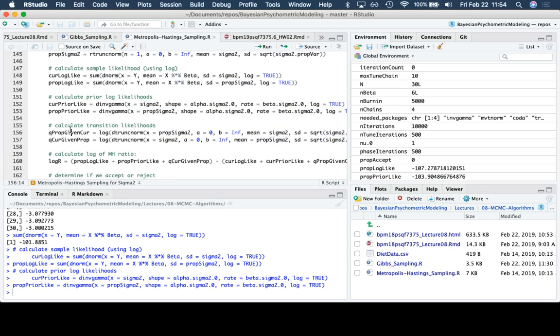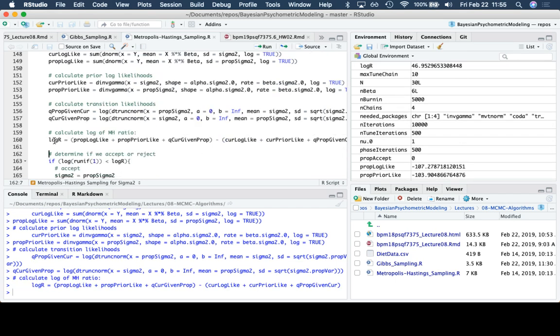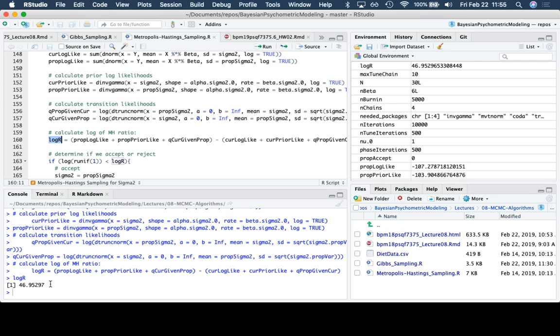And now the Q factors. For the proposal given current, the value of the proposal goes as x, and the value of the mean is current. This is the denominator's value. And then for current given proposal, x is the current value of sigma squared, and the mean is the proposed value. Now I did everything on the log scale, so instead of converting back with exponents and taking a ratio, I'm just going to keep the ratio on the log scale. It's the log ratio. So instead of multiplying these likelihoods, I just add them on the numerator and subtract the sum of the denominator ones. We're on the log scale again. So now that's our value of log r.